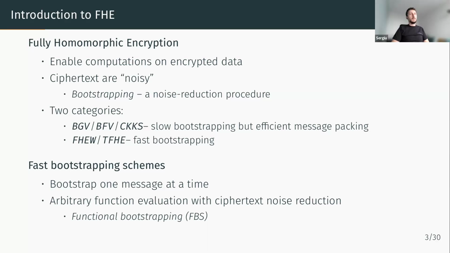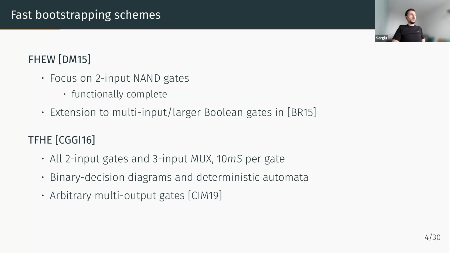And another interesting thing in these schemes is that besides reducing the noise in the ciphertext, you will be able to compute an arbitrary function over the encrypted message. We call this procedure functional bootstrapping. So you reduce the noise, and also you can make a nonlinear projection from the input message to the output message.